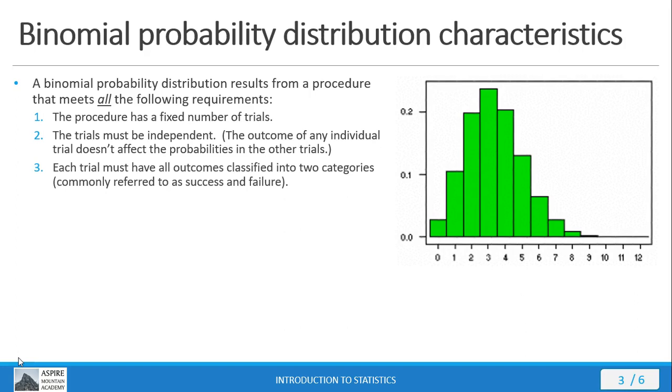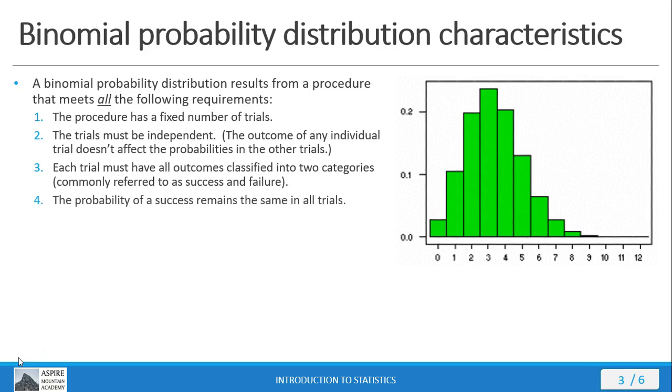Third, each trial must have all outcomes classified into two categories. Typically, we refer to these two categories as success or failure. And you can define success any way you want, but how you define success will determine how you work the problem. So some definitions of success make the problem easier to work than other definitions of success. And sometimes those easier definitions of success are going to seem backwards. But the more you get comfortable working these types of problems, the more you begin to see just how to define success so that it's easier for you to get the answer that you need.